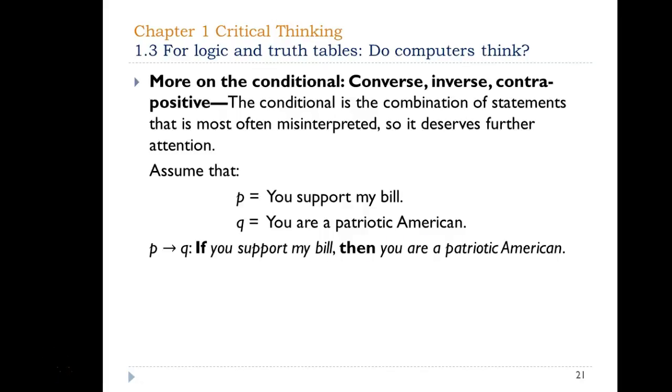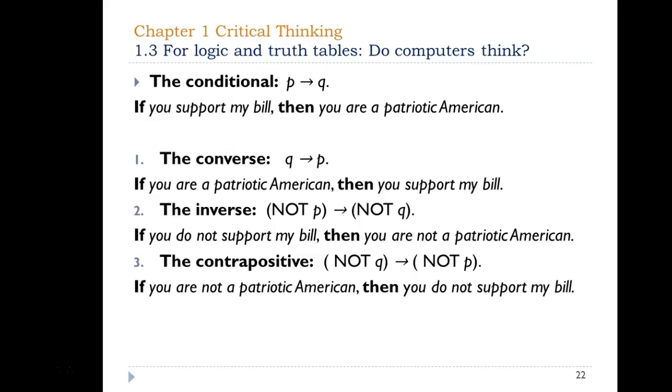More on the conditional: converse, inverse, contrapositive. The conditional is a combination of statements that is most often misinterpreted, so it deserves further attention. Assume that P is, you support my bill, and Q is, you're a patriotic American. The conditional P implies Q is, if you support my bill, then you are a patriotic American.